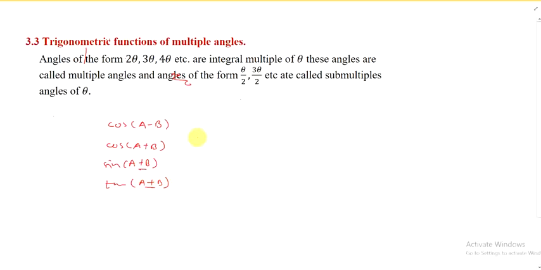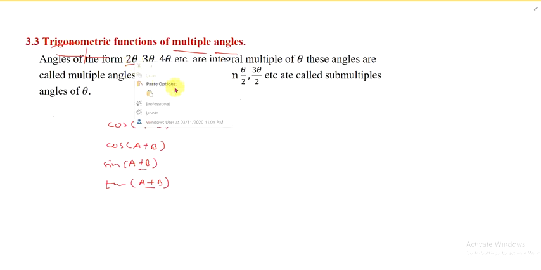Now, today we are going to learn about trigonometric functions of multiple angles. Let us see what is meant by multiple angles. Angles of the form 2 theta, 3 theta, where theta is our angle, and we have multiples of this, isn't it? Multiples are 2, 3, 4, 5, like that.